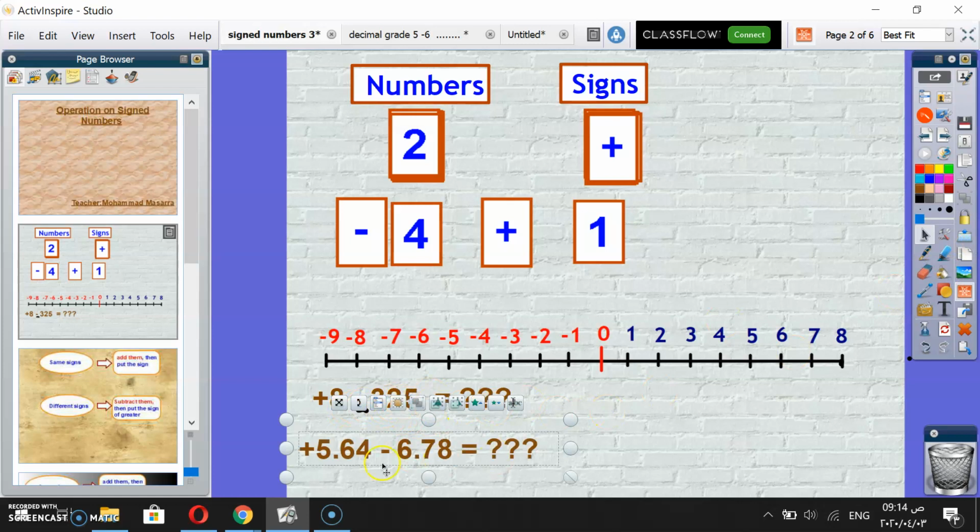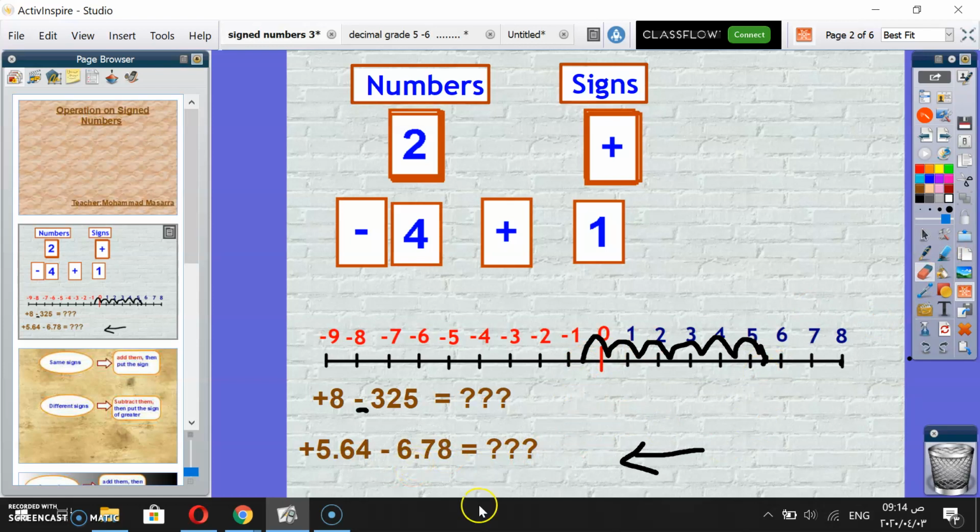Another example, plus 5.64 minus 6.78. First, it is very hard to locate exactly where is plus 5.64. Suppose that is here, plus 5.64. Minus, so I should go to the left by 6.78 units. But how will I go 6.78 units? This is 1, 2, 3, 4, 5, 6. How will I go another 0.78 units? I think it will be harder and I will not be able to find the exact numbers.